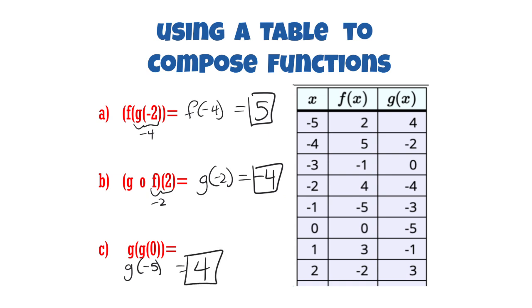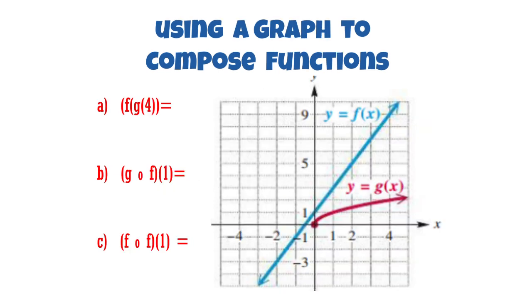Let's try it with a graph. Just using the same graph we had last time, f of g of 4. Start off right here, g of 4. Go over to the value of 4, go into the g function, that's a 2. Now I'm going to do f of 2. Plug 2 into the f function and you get 5 back.